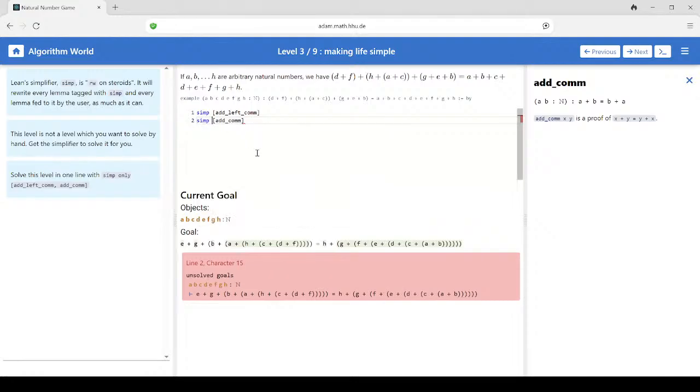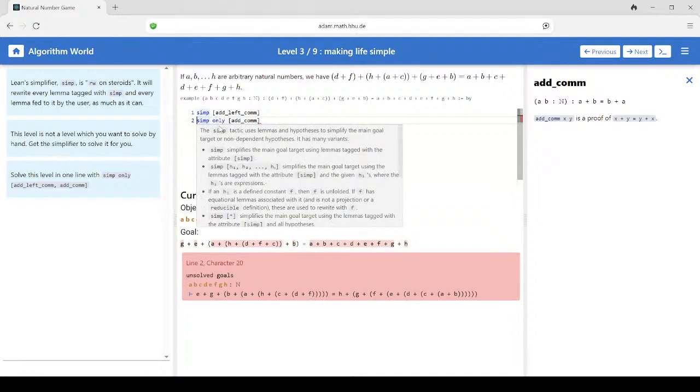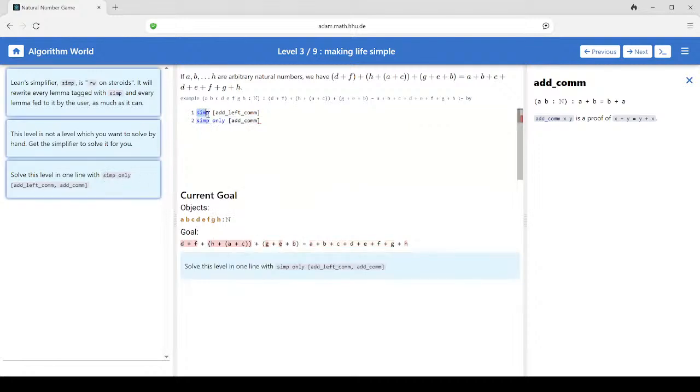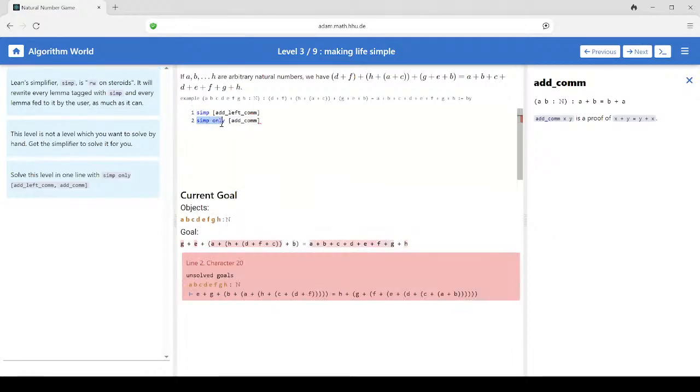Now to simp only, if we add the only, it's the same thing. I do not know what the difference between simp and simp only is. Simp seems to work perfectly fine by itself. Simp only seems to do exactly the same thing. So I don't know what that means.